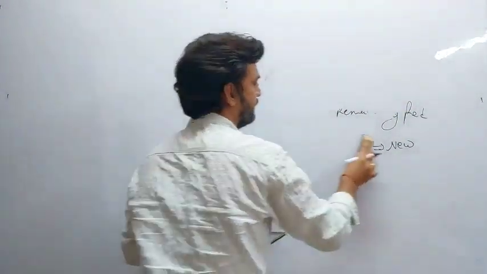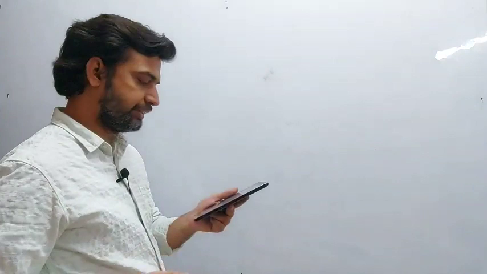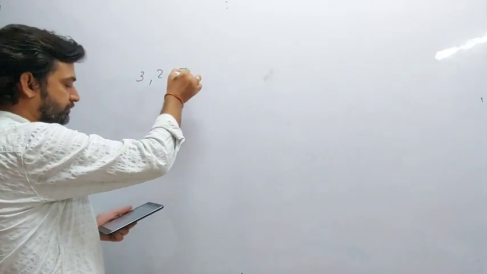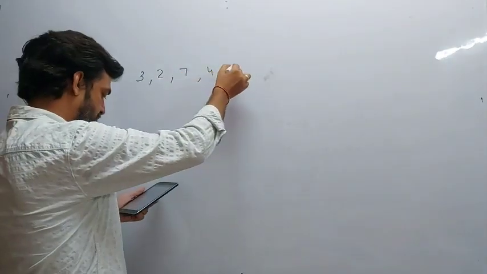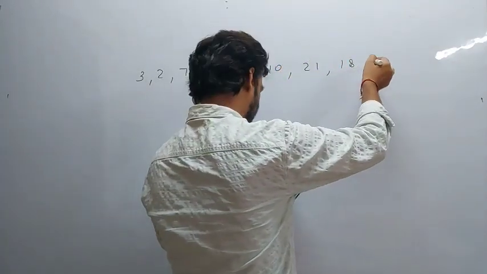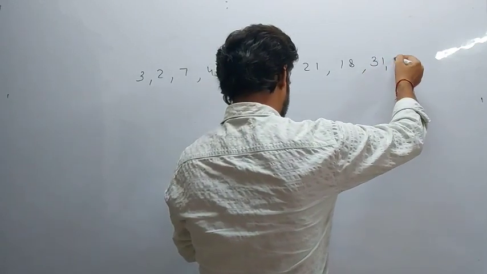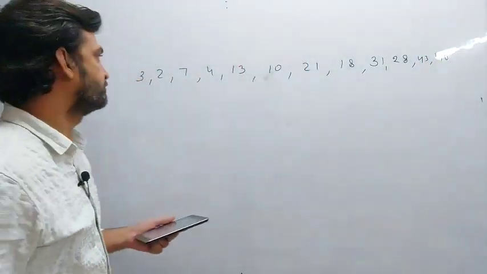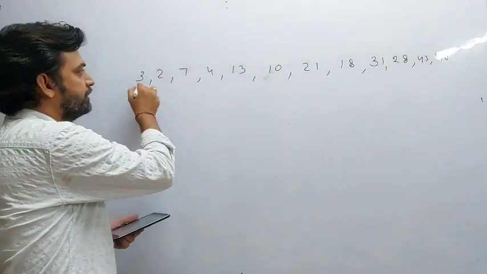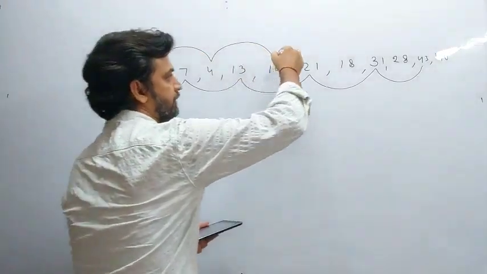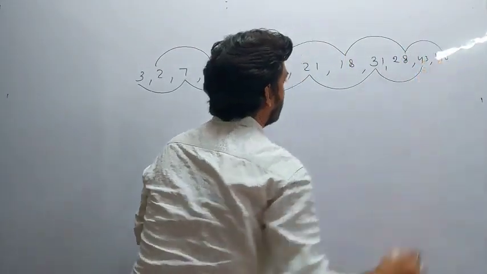Coming to the next. Replace the incorrect term by the correct term. The question is saying: 3, 2, 7, 4, 13, 10, 21, 18, 31, 28, 43 and 40, right? Again, the sum and even places have the same logic. This is one series and this is one series. So I'm writing it.